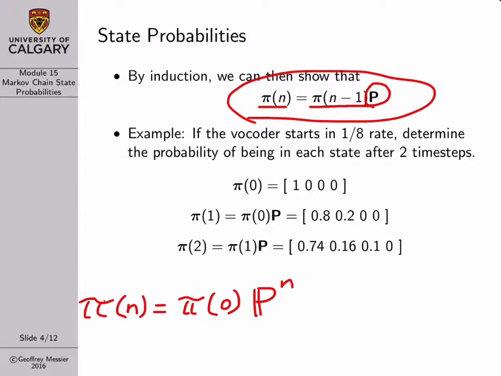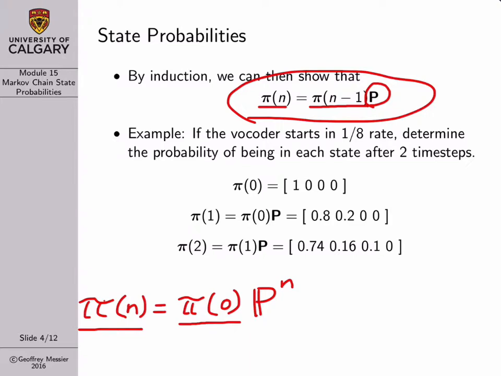Now, this should hopefully make sense because we know that the probability matrix raised to the exponent of n gives us the n-step probabilities for moving between different states. So if we have the probabilities of moving between different states in n time steps, and we multiply that by the vector containing the probabilities of where we are in our initial conditions at time step 0, then we should get the probability of being in each of the states after n time steps.